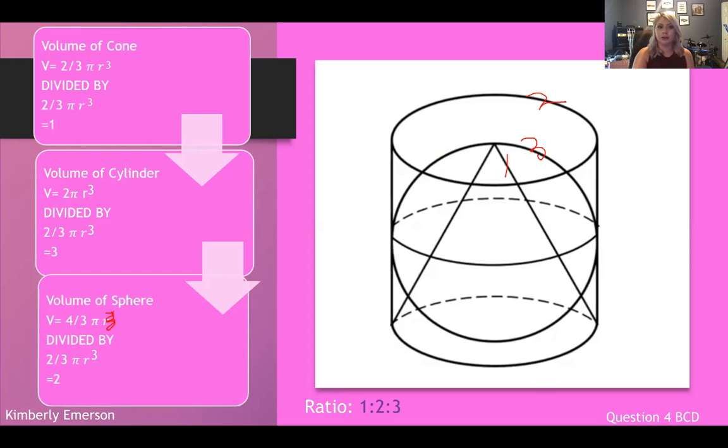So the ratio would be, and I just put it in order even though it's not in order up here where you visually see it. It's actually a ratio of 1 to 2 to 3. Which I have in the order of 1 to 3 to 2, but you want to put it in sequence like that, 1 to 2 to 3.